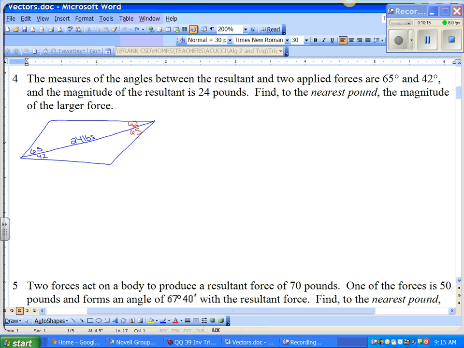The third angle. Good. How am I going to get it? Good. So we're going to find this angle because we know they're supplementary. So we can do 180 minus 65 minus 42. 73? Okay, great. We got some more information. What are we looking for?